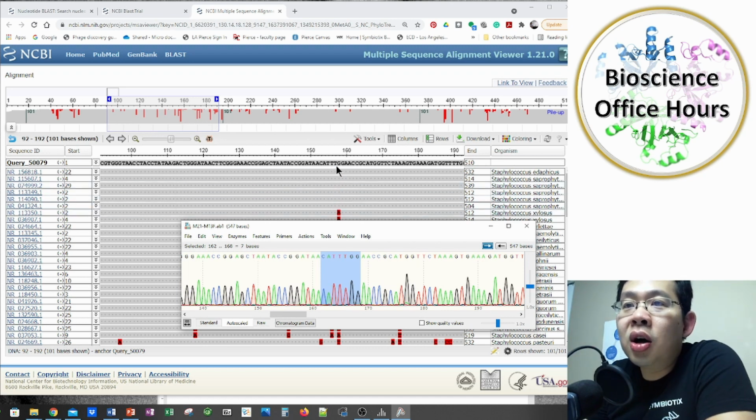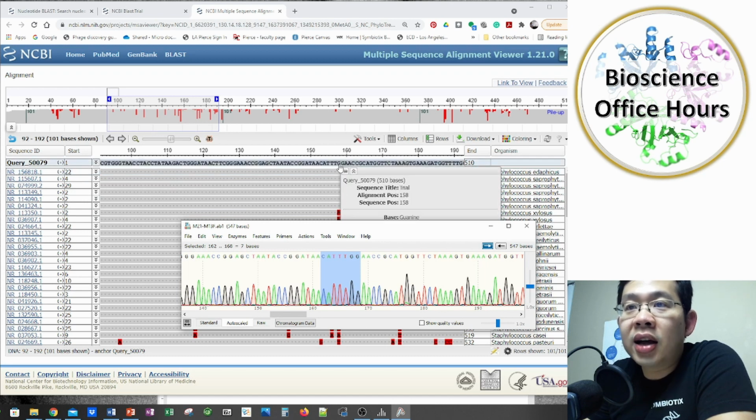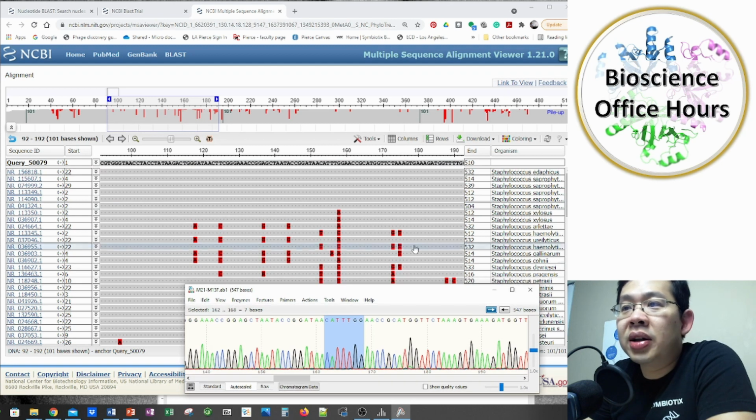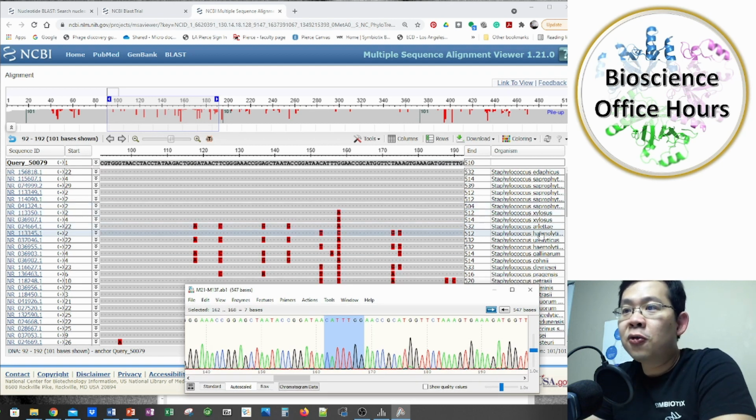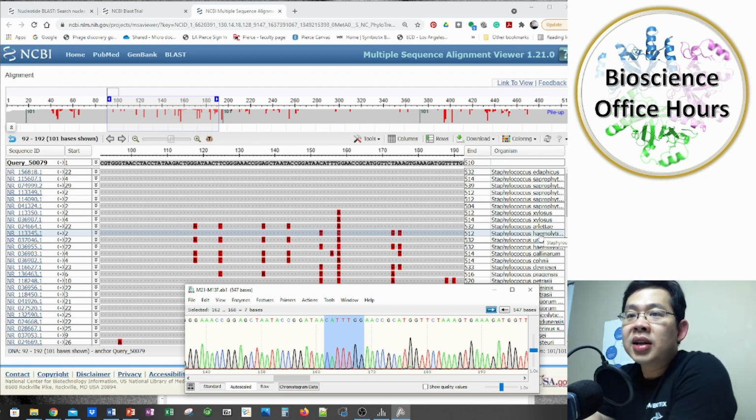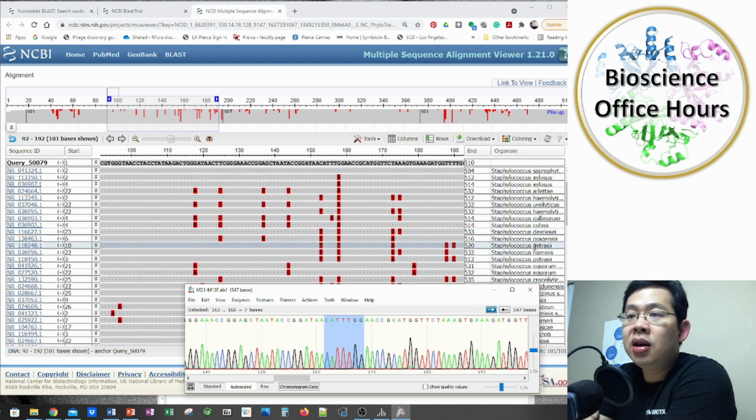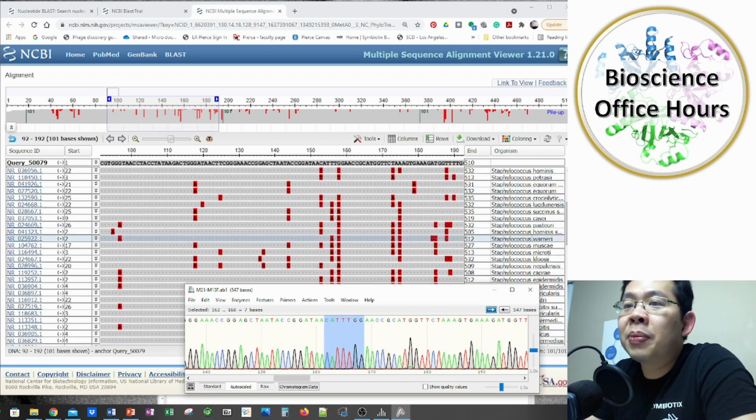What you're trying to find out is whether this G actually is real, right? Because in the other sequence right there, for Staphylococcus psilosus, that position has A. For Staphylococcus hemolyticus, that's C, right? And for Staphylococcus pragensis it's T. What about our Staphylococcus epidermidis?